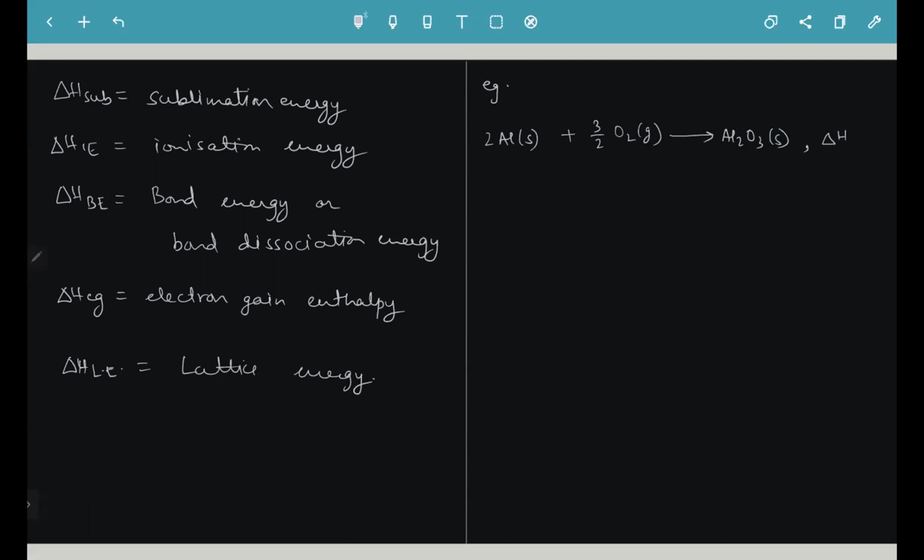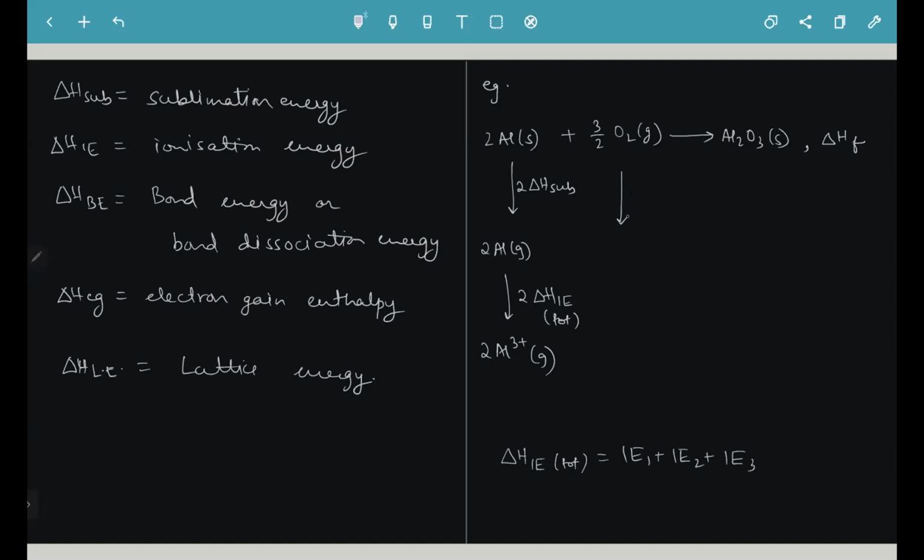The change in enthalpy during this process is the enthalpy of formation. We can represent this reaction in multiple steps. Aluminum solid giving aluminum gaseous will be twice delta H sublimation. Then aluminum gaseous into aluminum ions will be 2 into delta H IE total. We write total because this will be the sum of the first 3 ionization energies. Delta H IE total will be equal to IE1 plus IE2 plus IE3, because we are removing 3 electrons from aluminum to get aluminum 3 plus.